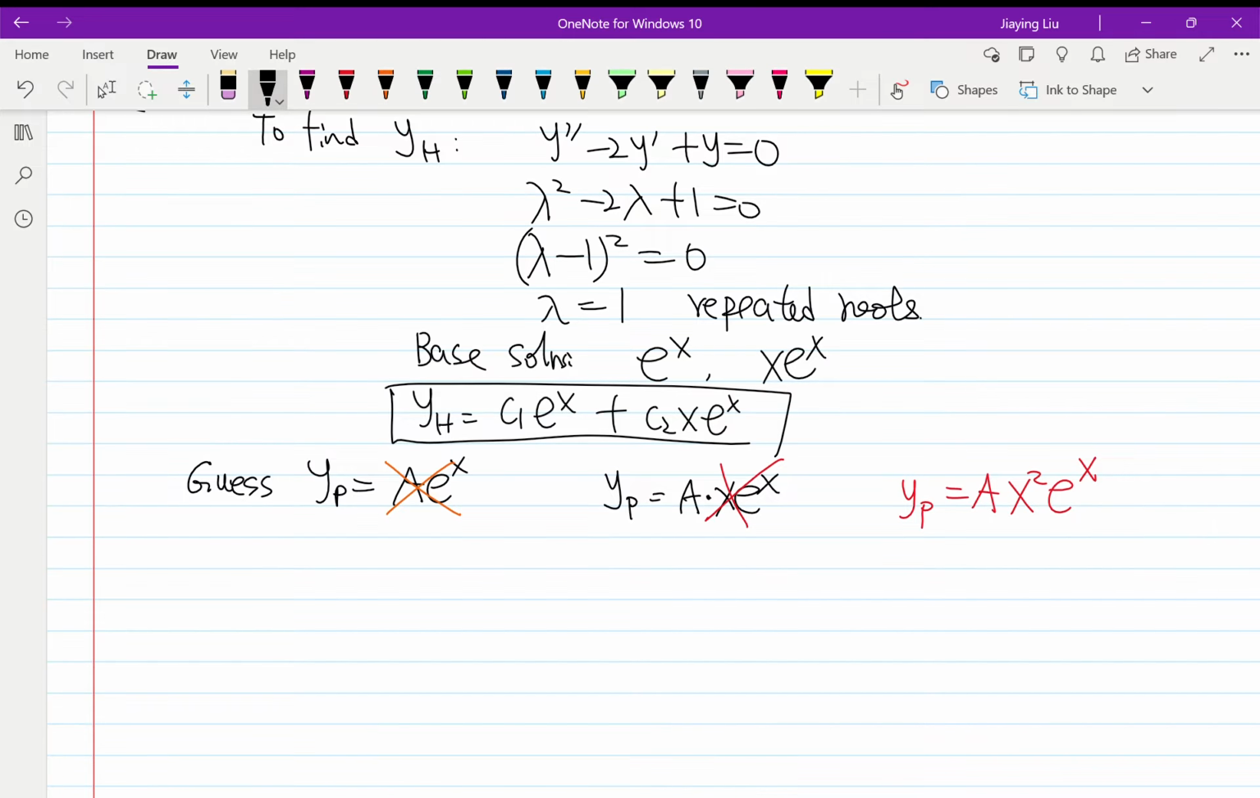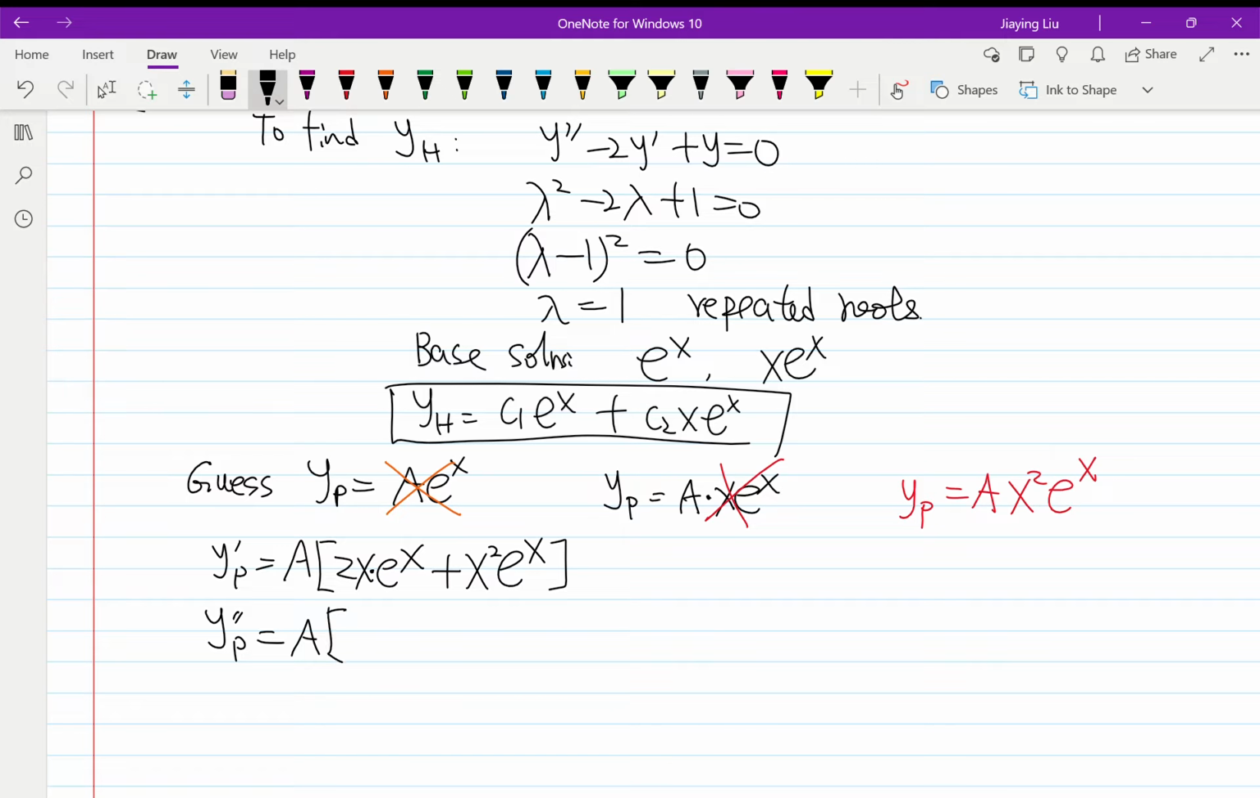And the rest is similar to what we had before. We have to find the derivatives, put in there. So y prime p, use product rule. I'm going to leave the a aside. When I differentiate, I don't touch the constant. So if I put the a aside, look at x squared e to the x. When I differentiate, x squared gives me 2x. So that'll be 2x e to the x plus x squared times e to the x. So that's the first derivative.